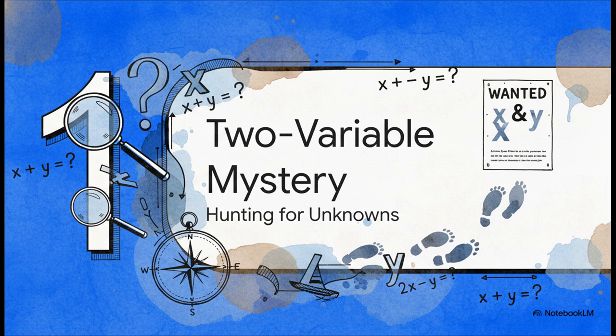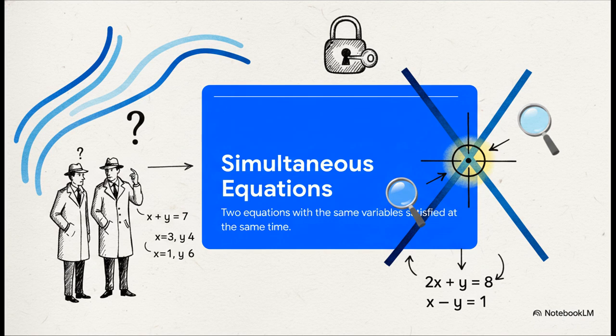We are officially hunting for unknowns. You see, in the world of algebra, we're tracking down two very elusive suspects, and we usually call them x and y. So what exactly are we dealing with? The formal definition of simultaneous linear equations is simply two linear equations containing the same two variables that are satisfied at the exact same time.